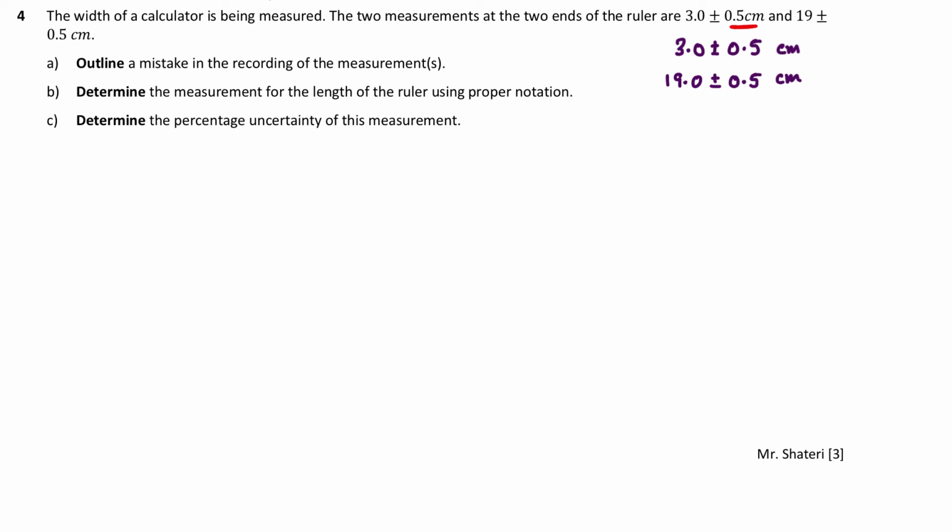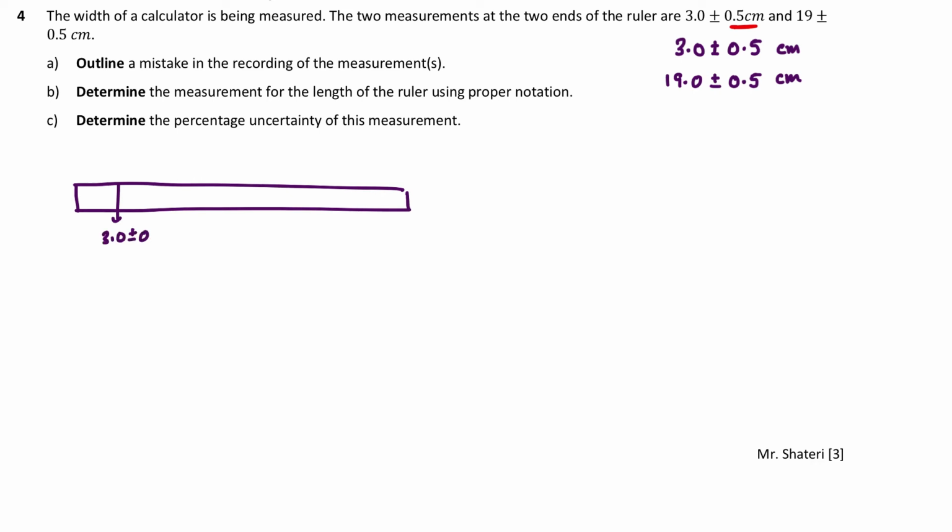Next, determine the measurement for the length of the ruler using proper notation. So let's draw this out so we know exactly what's happening. One of the measurements we made was here, 3.0 plus or minus 0.5. The other measurement was 19.0 plus or minus 0.5. And let's say this is the width of our calculator. So in order to find the length, I have to subtract the two. So length will equal 19.0 minus 3.0, which should equal 16 centimeters. So that would be the length there.